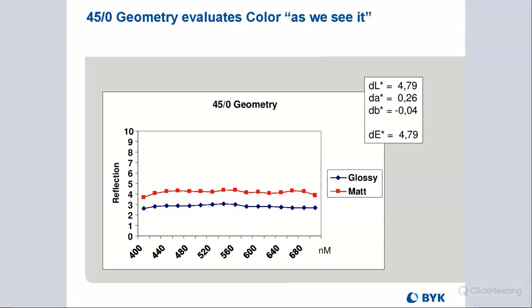So for these 2 panels, a glossy versus a matte finish, you're going to get 2 different spectral curves, because one is glossier and one is matte, and visually they look different.